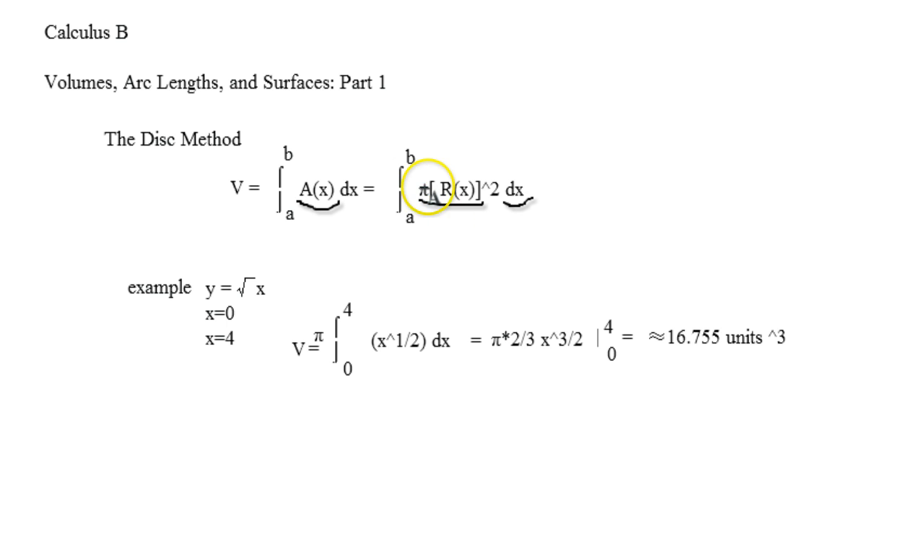And if you just remember that when you're using the disk method, you're going to be using pi r squared as your original function in terms of x, you should be totally fine with this. That's it for working with the disk method.